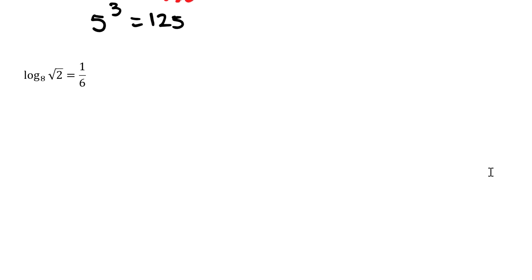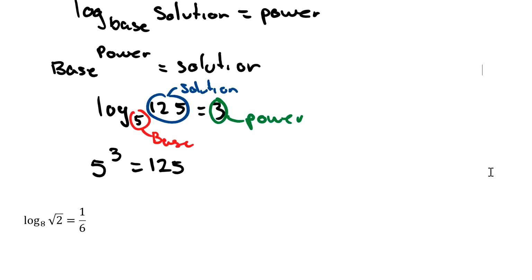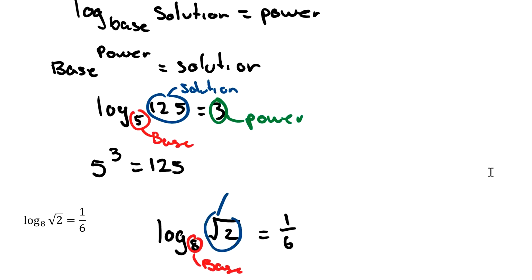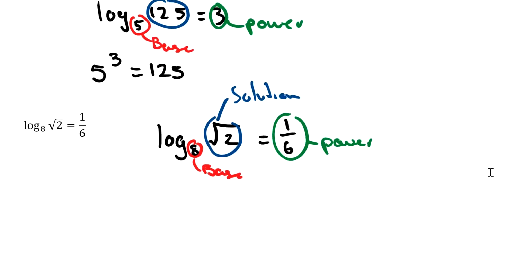So we'll do another index form here. Base, solution, power. So what we get is 8 to the power of 1 over 6 equals the square root of 2.